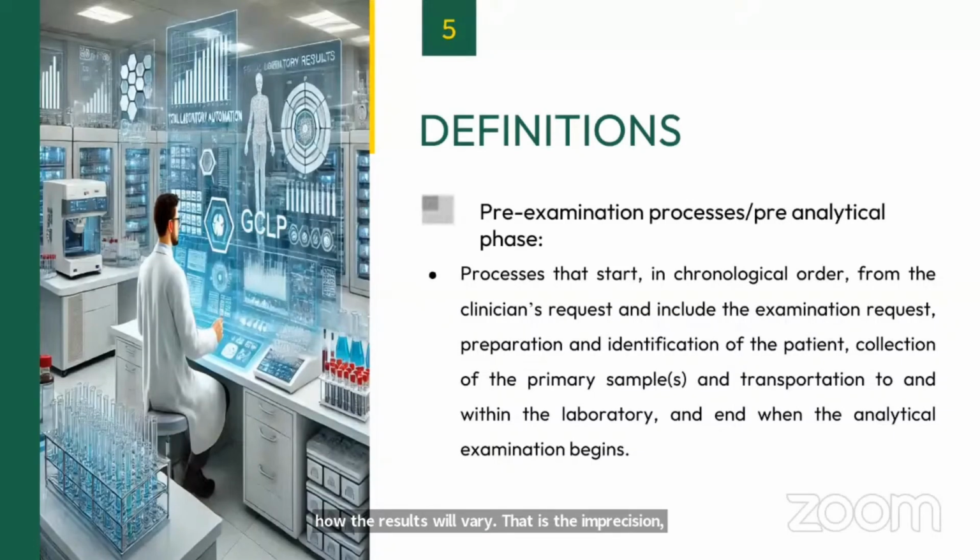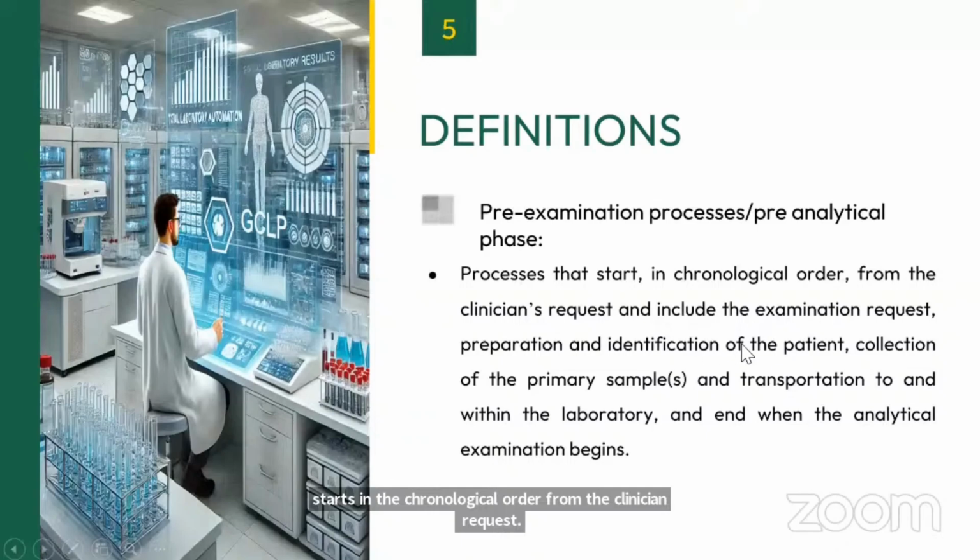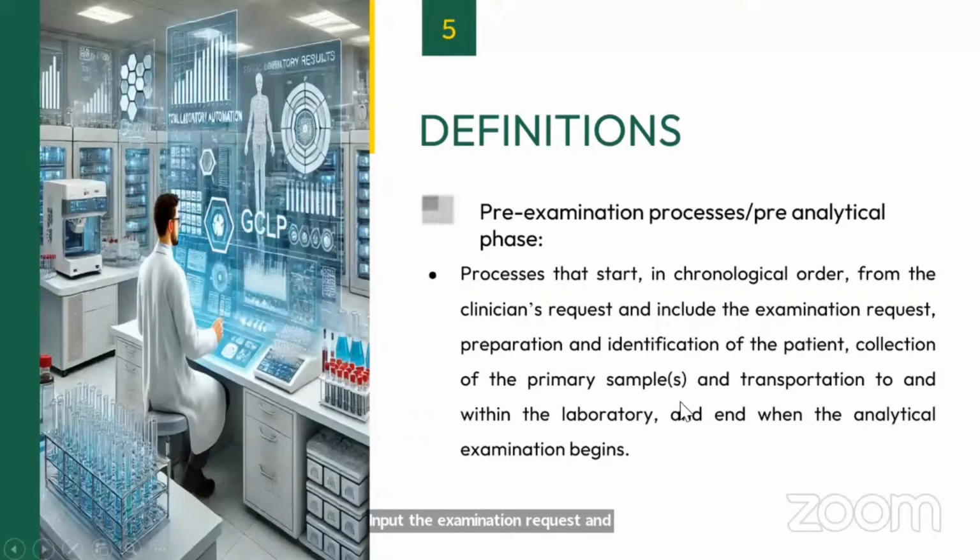Next are the pre-examination processes, or pre-analytical processes. These are the processes that start in chronological order from the clinician request, and include the examination request, preparation and identification of the patient, collection of the primary samples, and transportation to and within the laboratory, and it ends when the analytical examination begins. So these are all the activities covered before the actual examination starts.